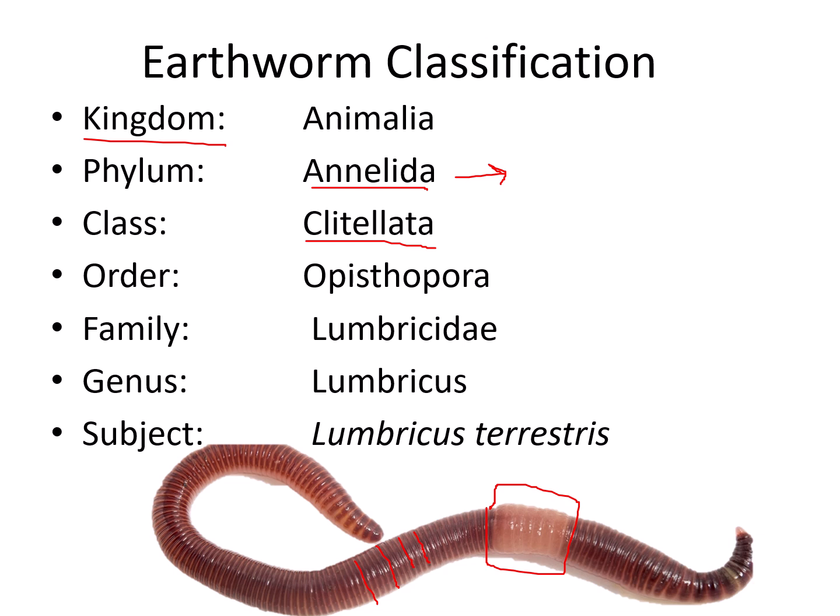And then order Opisthophora. Opisthophora means the male genital pores are present behind the clitellum, so it is Opisthophora. And then the family Lumbricidae, it is related to the name of the earthworm, and then genus Lumbricus, again earthworm, and then the species is Lumbricus terrestris. Lumbricus means earthworm, terrestris means they are terrestrial earthworms. It means there could be other earthworms that are present in an aquatic environment.